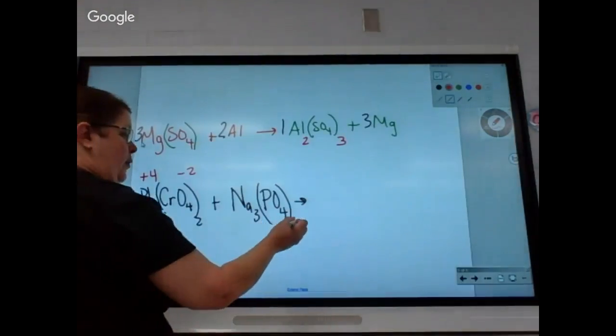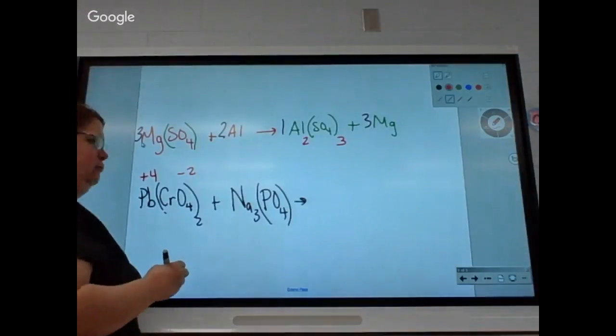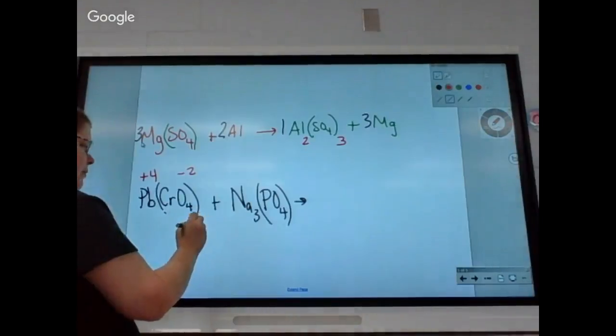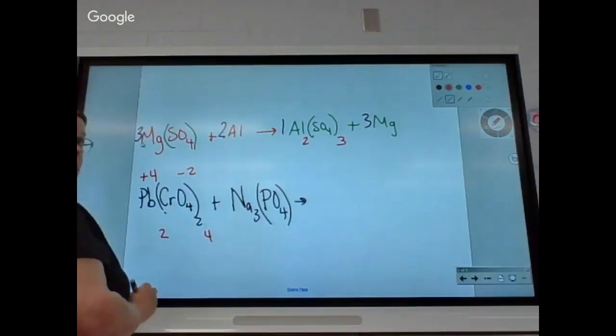So Na has what oxidation number? Wait, so doesn't that make the 2 on the CrO4 a 4? Because you have to bring it down. That should be a 4. It was a 4, and this was a 2. So what happened to the 2 and the 4? They reduced.